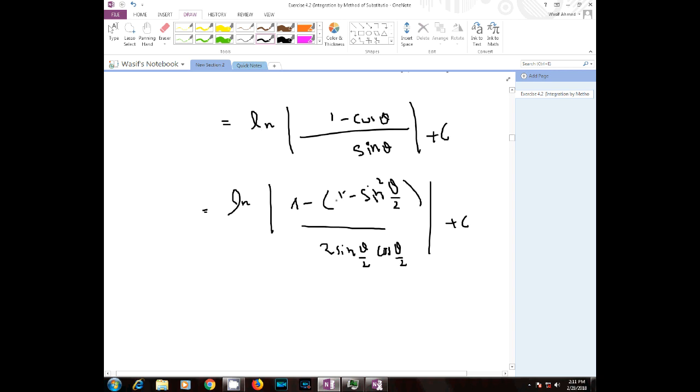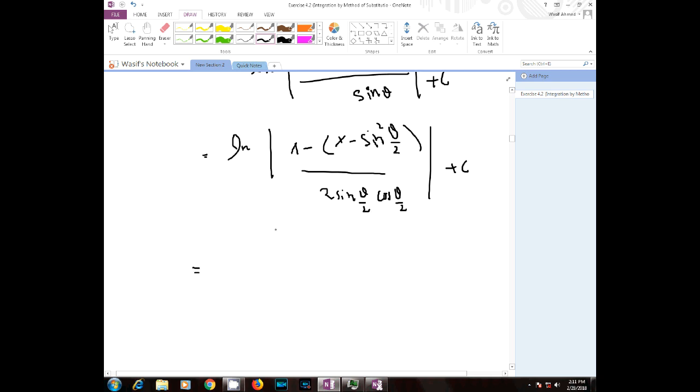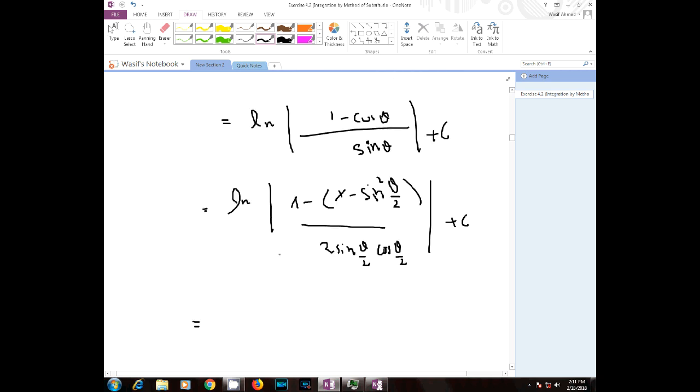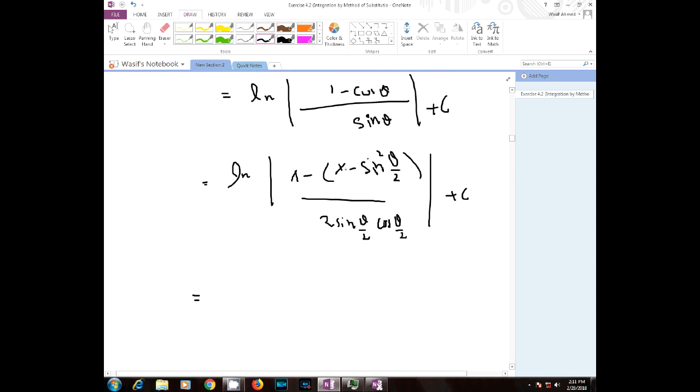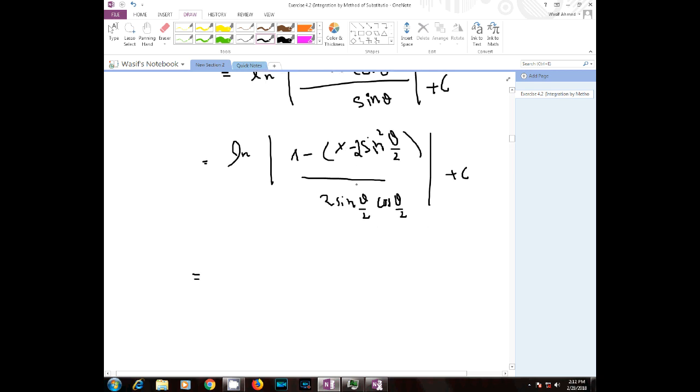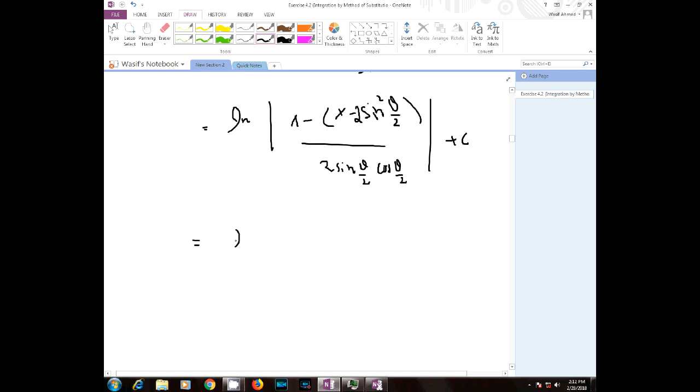1 gets cancelled with 1, and in the numerator you have 2 sine square theta by 2, and you are left with sine theta divided by 2 divided by cos theta divided by 2, that is equal to tan theta divided by 2. This is the answer given in your text.